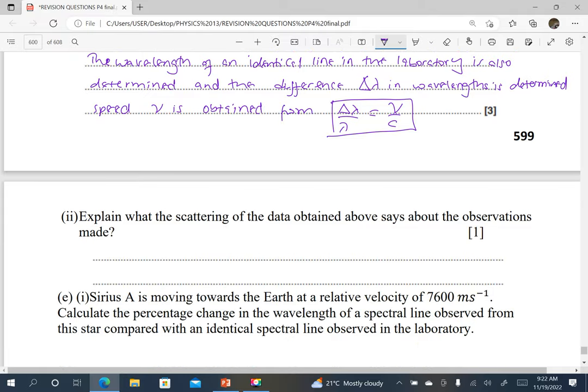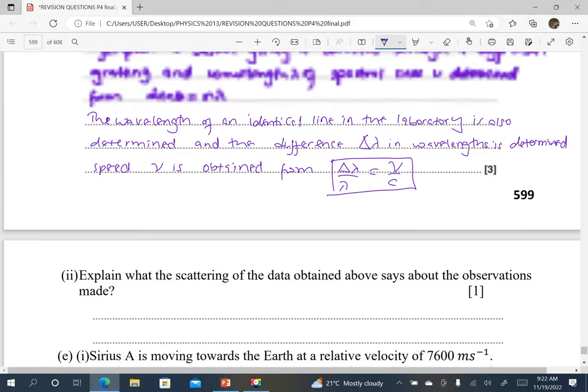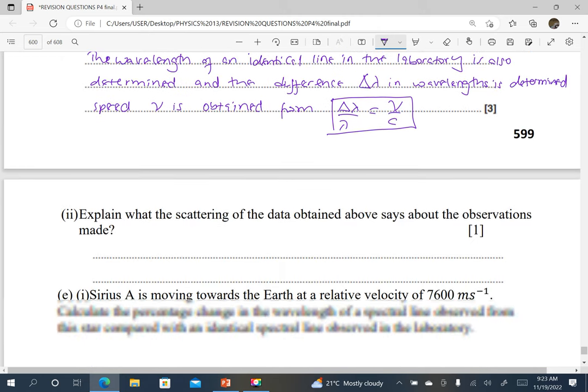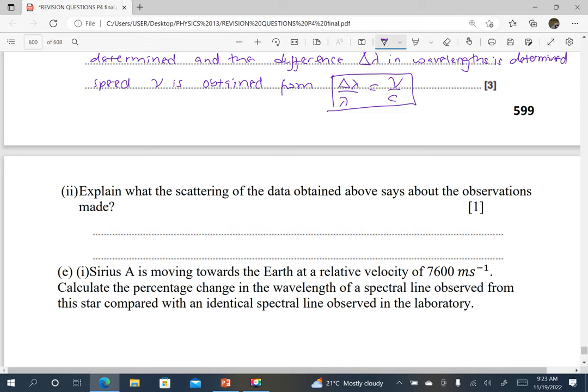Okay, explain what the scattering of the data obtained above says. So you see scattering of data from Hubble's telescope. That scattering shows that there are random errors in the observations.